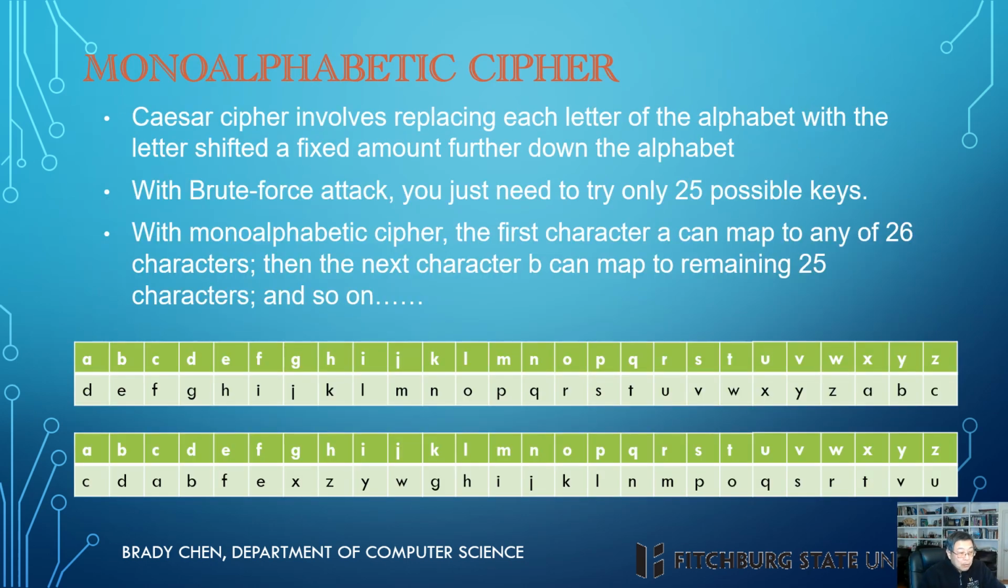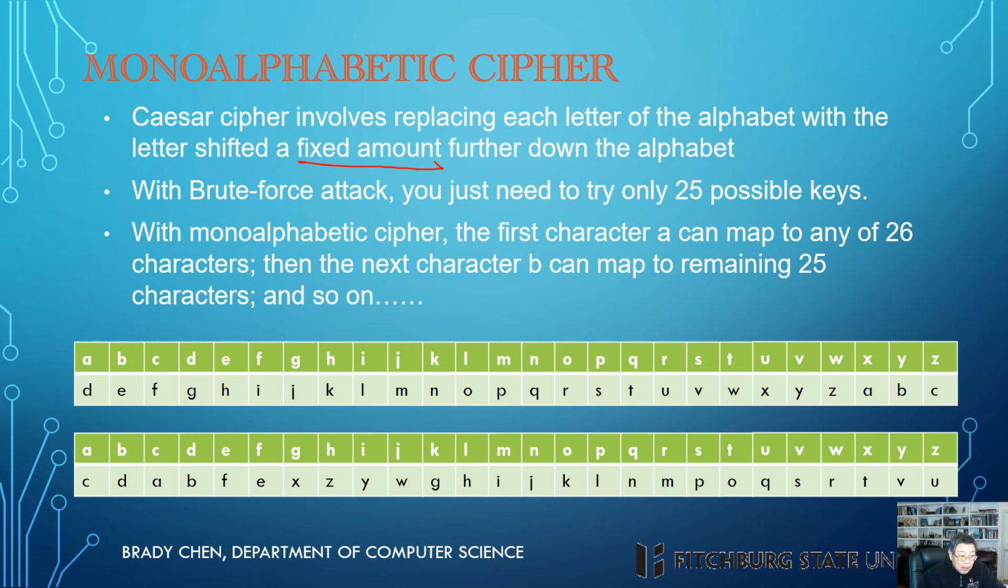Okay, so we now know that the Caesar cipher involves replacing each letter of the alphabet with the letter shifted a fixed amount further down the alphabet. So the shift could be 3, 4, which generates a different algorithm. Now, Caesar cipher is not secure, because with a brute force attack, you just need to try only 25 different keys. Okay, so we see the example, right?